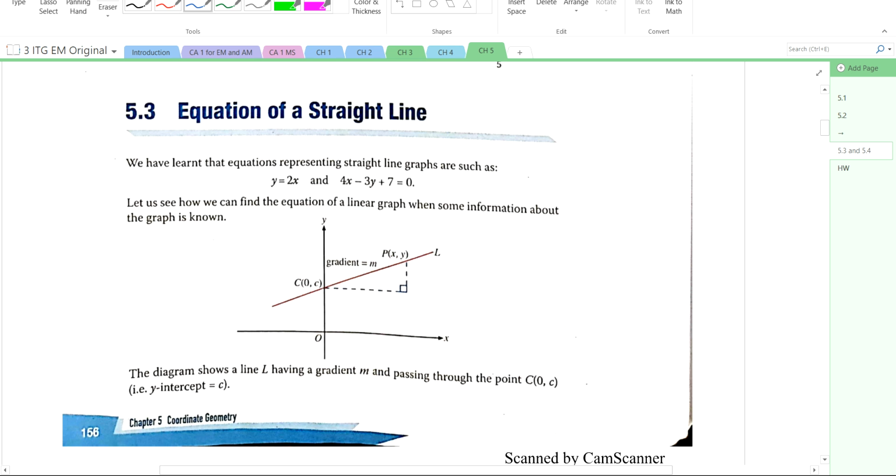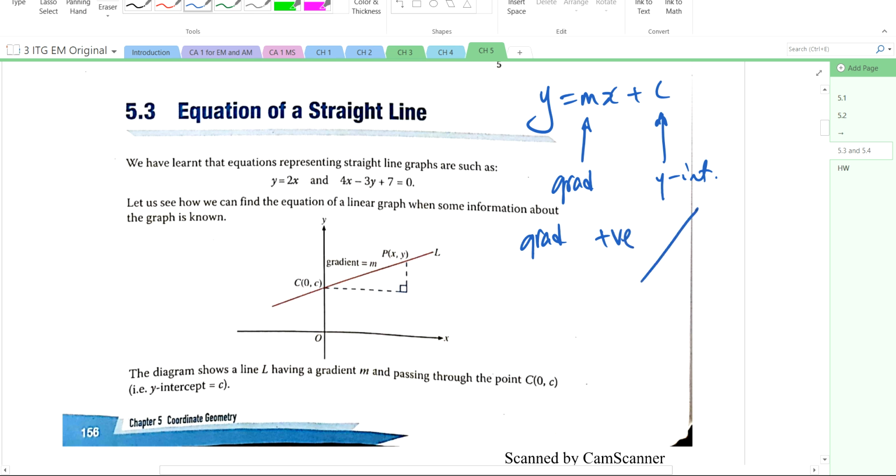Anyway, let's move on. Equation of a straight line. Have you learned this also? Yes, you have. Y equals mx plus c. What does m stand for? Gradient. What does c refer to? Y-intercept. Okay. Now, if I tell you that gradient is positive, what does it imply? It slopes upwards. Gradient negative, it slopes downwards.